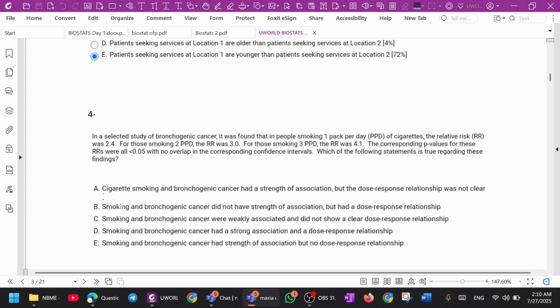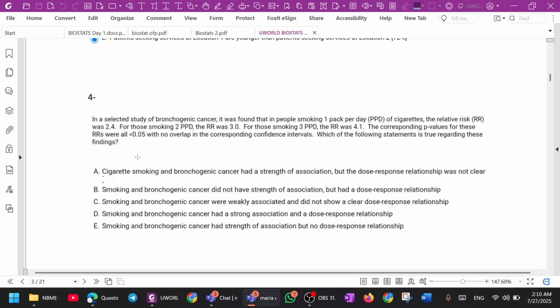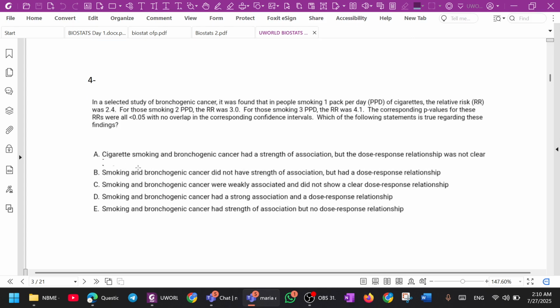Okay, is it option 4? So D. Okay, let's check. You tell me why you think it's option four. Smoking and bronchogenic cancer have a strong association and a dose response relationship. With 1 pack per day, the relative risk is increasing. With 2 packs, the relative risk is 3. So it is based on dose response relationship.